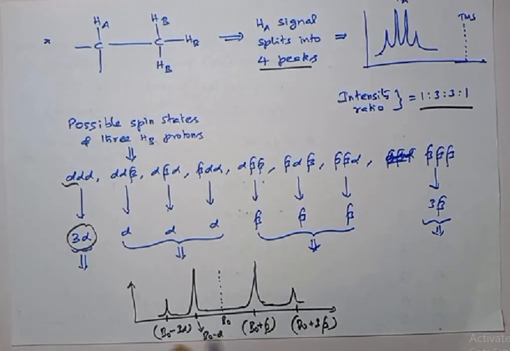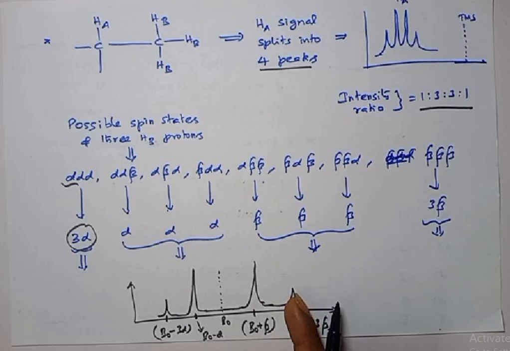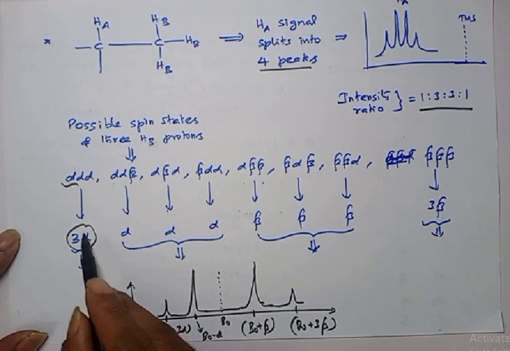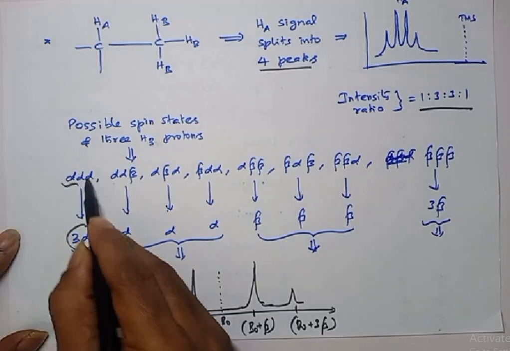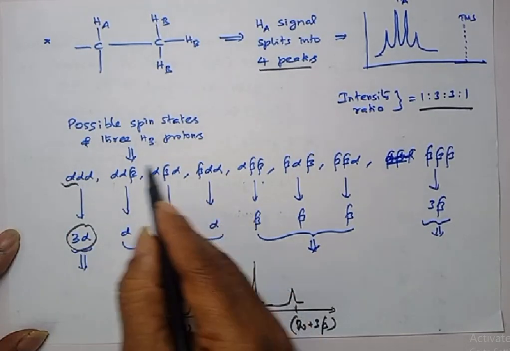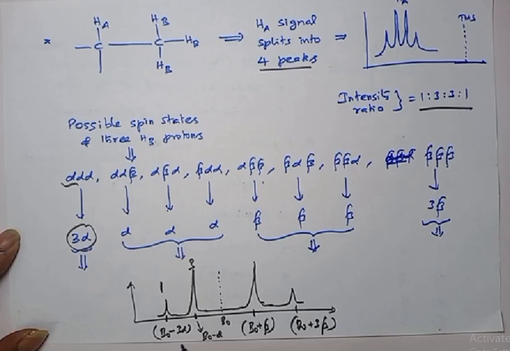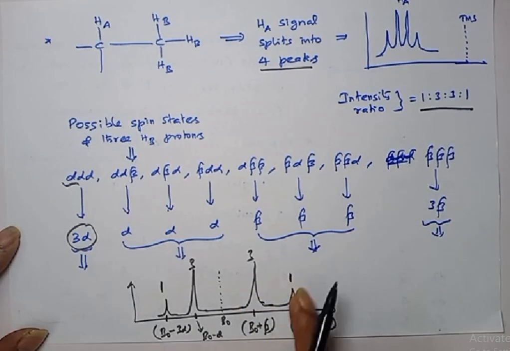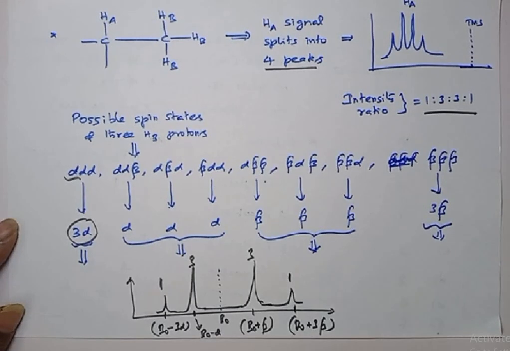So the HA proton sees 4 different magnetic field strengths. In one molecule, it feels this strength. In another molecule, it feels this strength. And why is the ratio 1:3:3:1? Because this spin state is only one, whereas this spin state is 3, and this spin state is 3, and this spin state is only 1. So we get a 1:3:3:1 ratio.